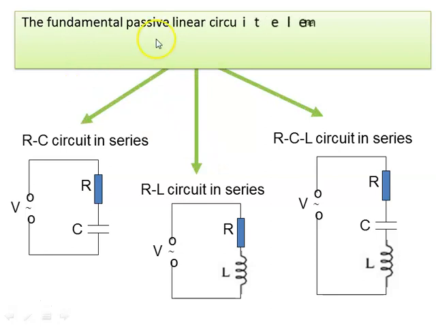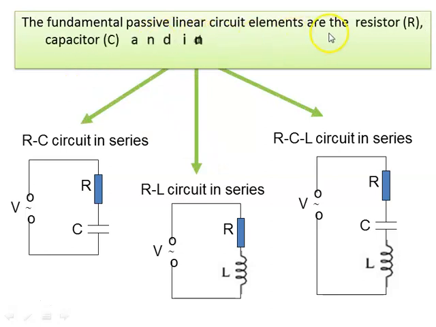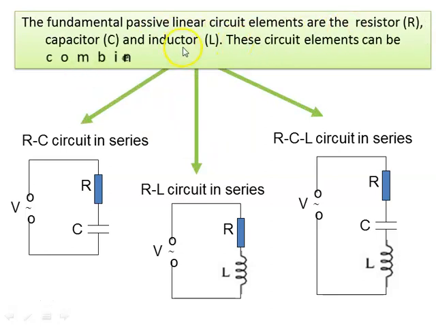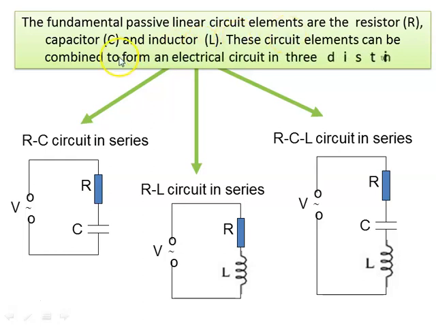The fundamental passive linear circuit elements are the resistor, capacitor and inductor. So these circuit elements can be combined to form an electrical circuit in three distinct ways.